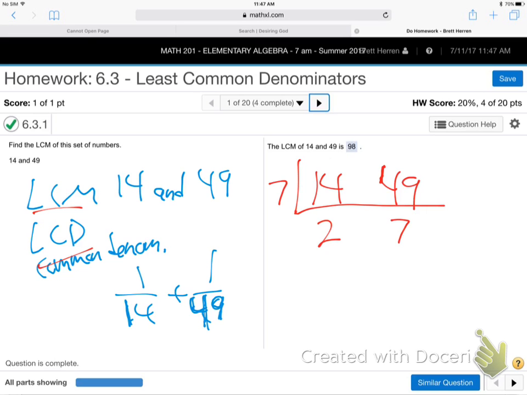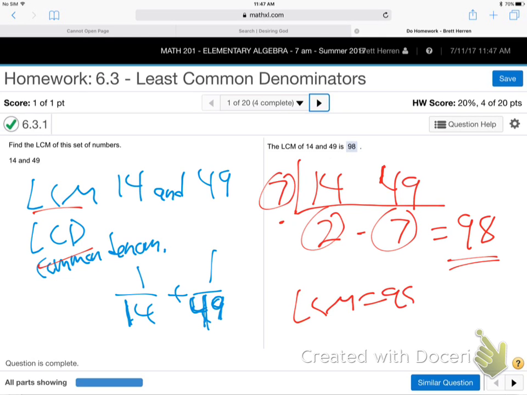Yeah, it's all the outside stuff. This, and this. You times them together. If you do that, you're going to get 98. That's the answer. That's the LCM. 98 is the number that both 14 and 49 go evenly into. It's the lowest number they both go evenly into. It's the least common multiple.